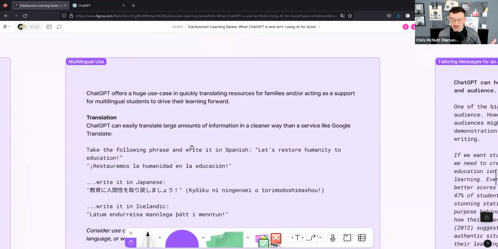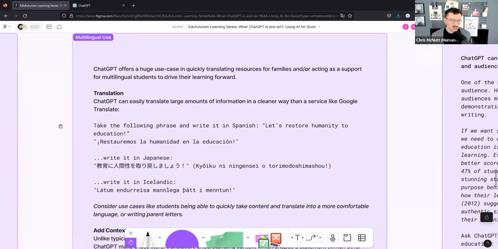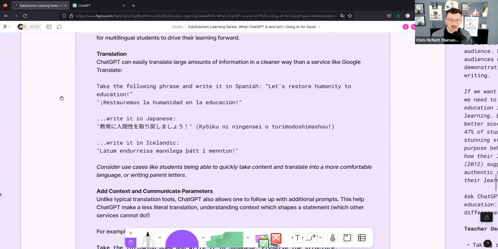Another kind of similar example for multilingual use here in the second box is that there's a huge use case here in quickly translating information in a way that Google Translate and other translation tools can't. So first off, it can easily translate large amounts of information. Obviously, if you ask it to write something in Spanish or Japanese or Icelandic, whatever it might be, it can quickly translate that stuff, which makes your life a little bit easier in terms of long documents. Maybe you're sending home a parent letter and it should be in Spanish as well. Really easy to do that.